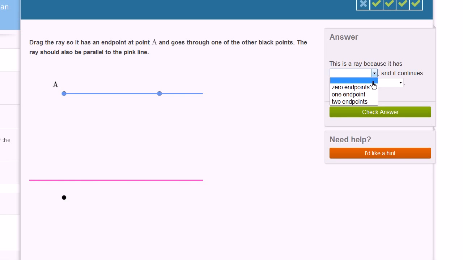And this is a ray because it has one endpoint. This is where the ray terminates. It's an endpoint. It literally ends there. And it continues forever in one direction. In this case, the direction is to the right. It continues forever to the right. So it continues forever in one direction.